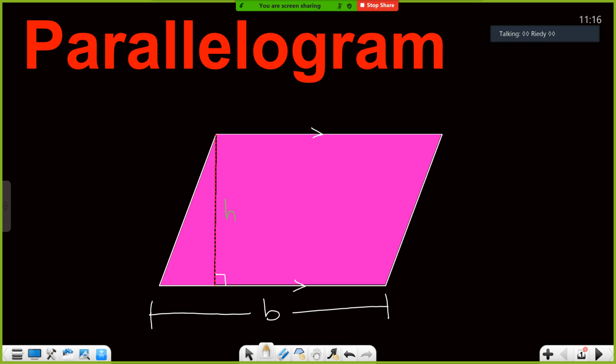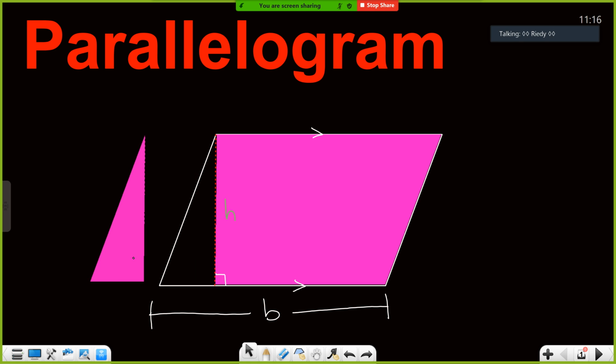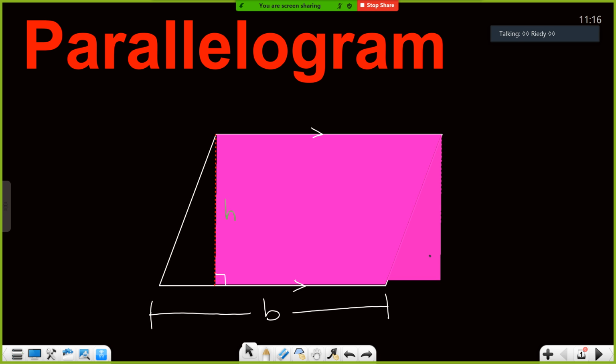Parallelograms, you can do this neat trick. I drop the height where I did for one simple reason. I can take this little triangle and move it over here. Now, having done that, what shape is that pink region? Chris? A rectangle. It is a rectangle.